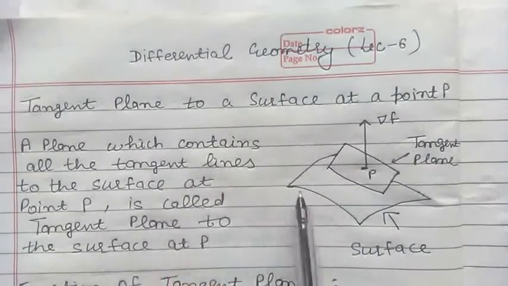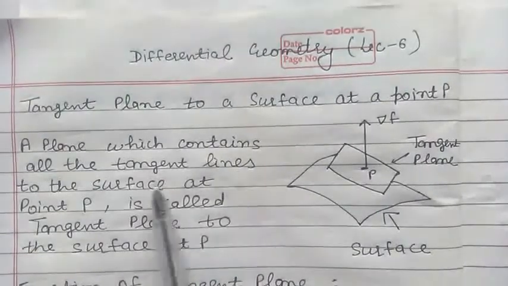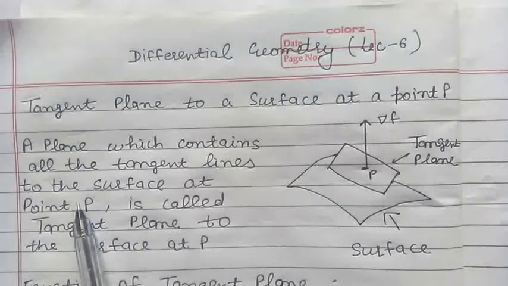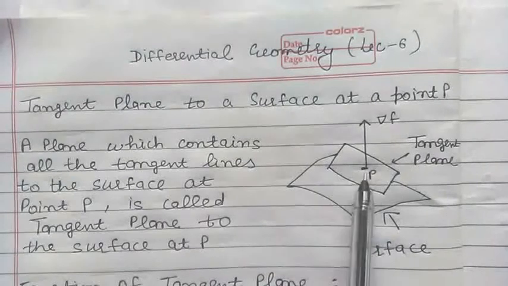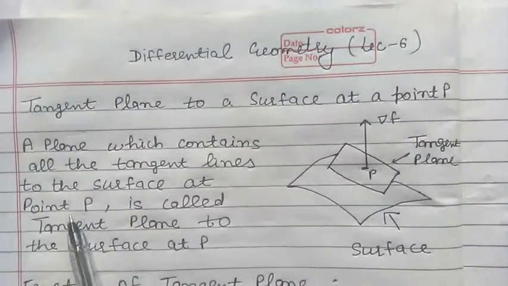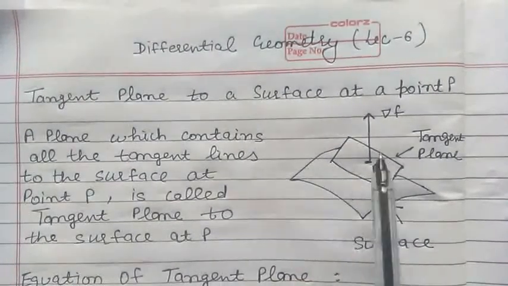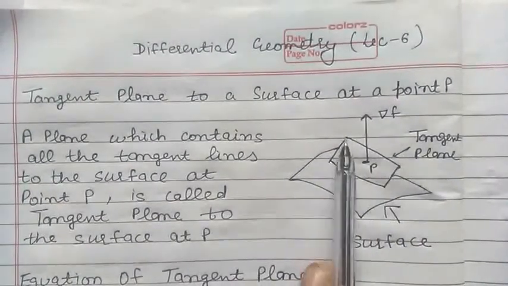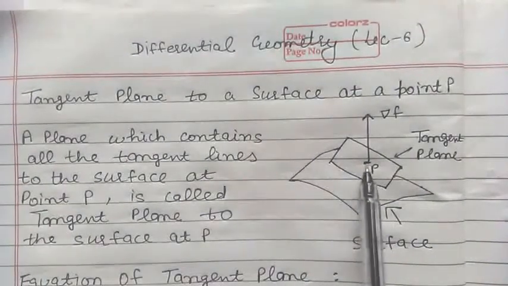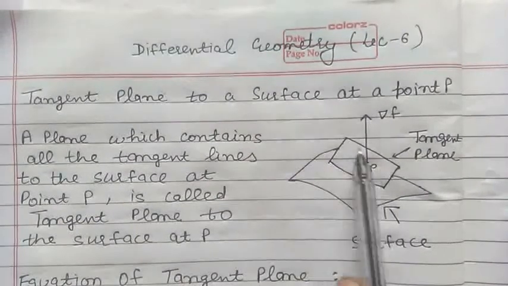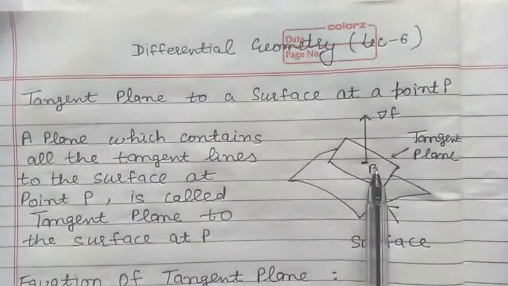So the tangent plane is the plane which contains all the tangent lines to the surface at this point. The plane which contains all the tangent lines to the surface at the point P, that is called the tangent plane to the surface. Here this is the surface and this is the plane. This plane contains all the tangents to the surface which we draw at this point. So this plane is called the tangent plane to the surface at the point P.